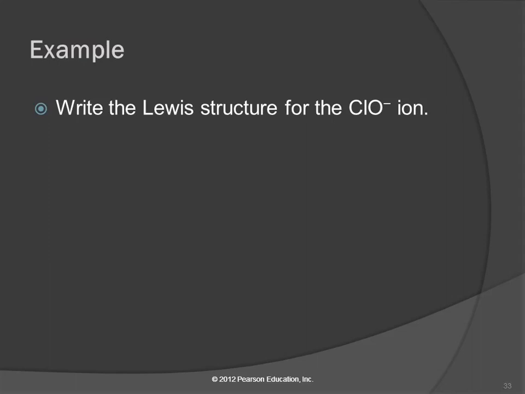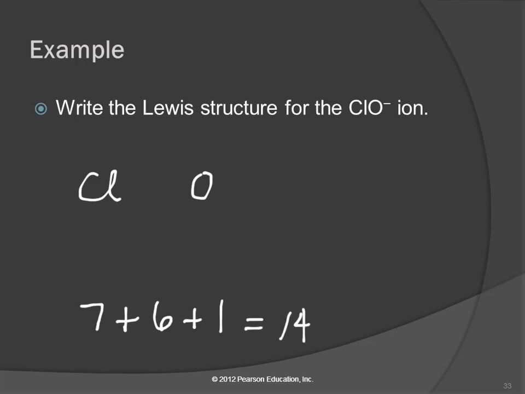This is hypochlorite ion. Chlorate was ClO3. Chlorite is the light version, ClO2, and this is one less than that, hypochlorite. So again, there's only 2 atoms here, so creating the skeletal structure is pretty easy. It must be the chlorine and the oxygen next to each other. Count up valence electrons. Chlorine has how many? 7, and oxygen has 6. And what do we do with the negative charge? We add 1, because a negative charge means we have an extra electron. So that adds up to 14.